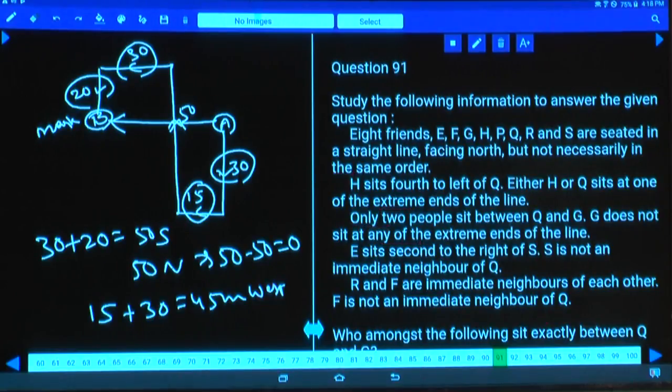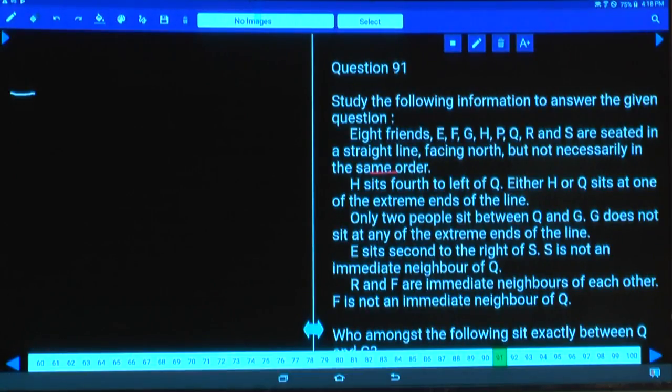Then 91 to 95. Now in this question numbers 91 to 95, 8 friends E, F, G, H, P, Q, R and S are seated in a straight line facing north but not necessarily in the same order. H sits fourth to the left of Q. Either H or Q sits at one of the extreme ends of the line.